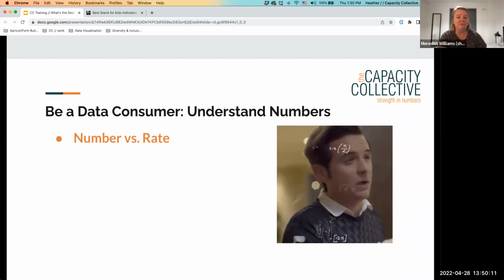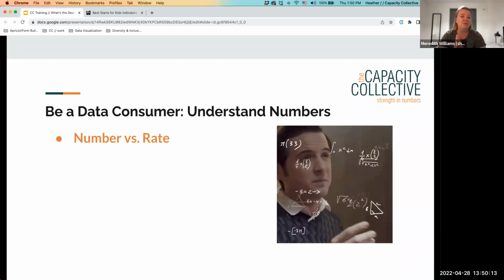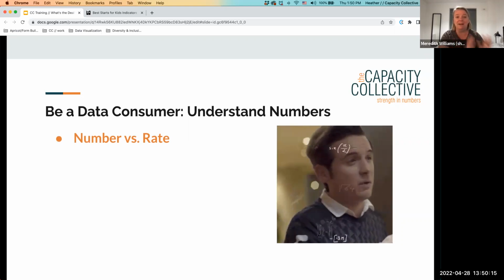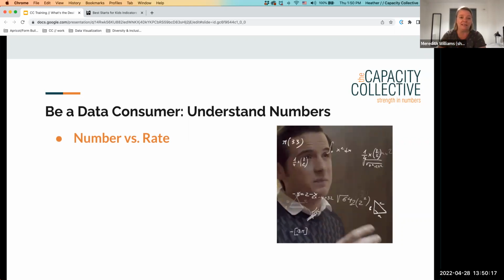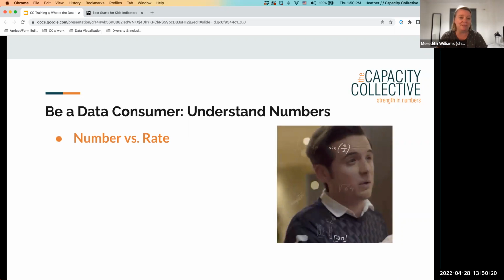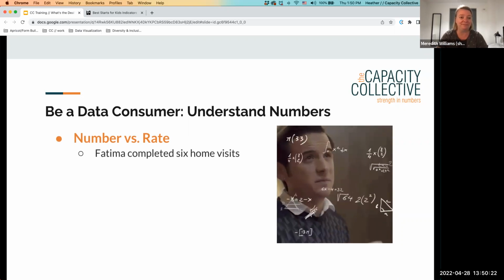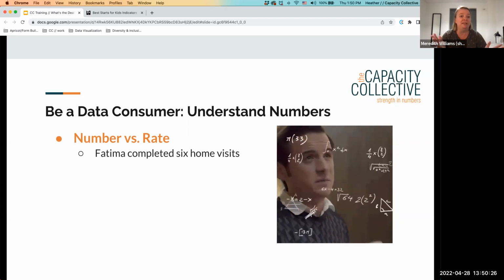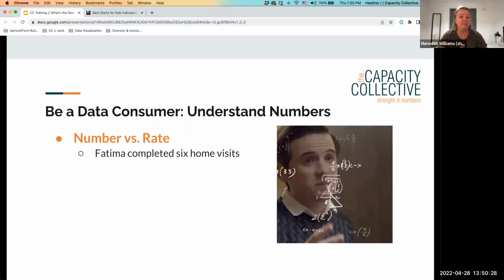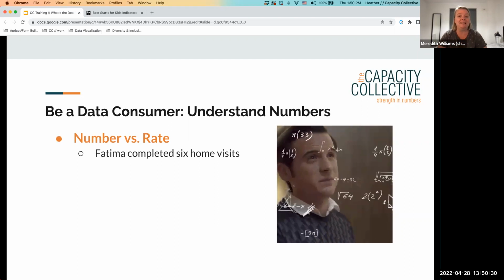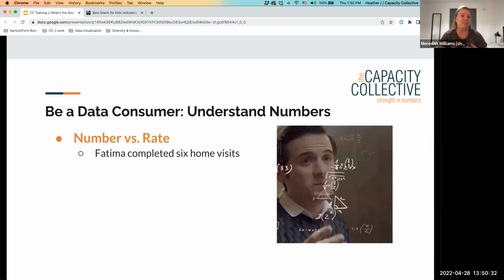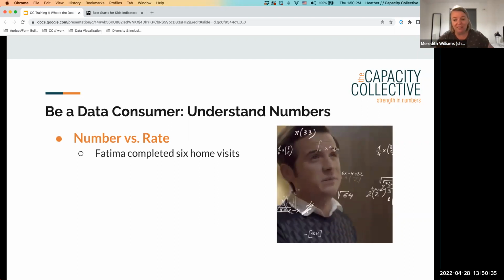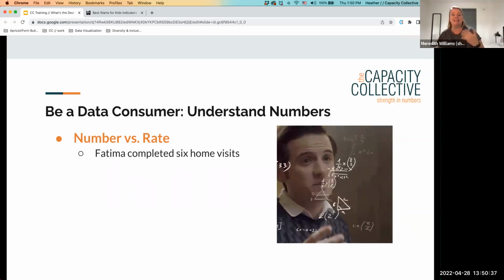All right. So my point here with this slide, we'll think about the difference between seeing a number versus a rate. And I'll tell you what that means as we go through this. So let's say that you hear this number. Fatima is one of your home visitors and she completed 6 home visits. Okay, that is a number. Numbers are good. That's interesting. But what does that tell you?